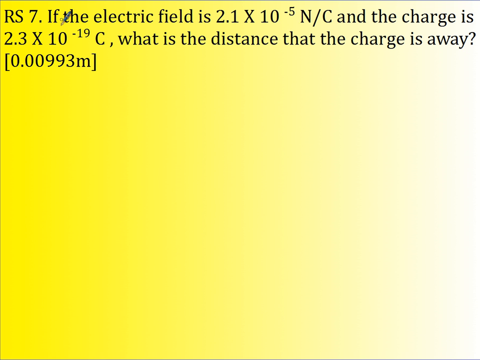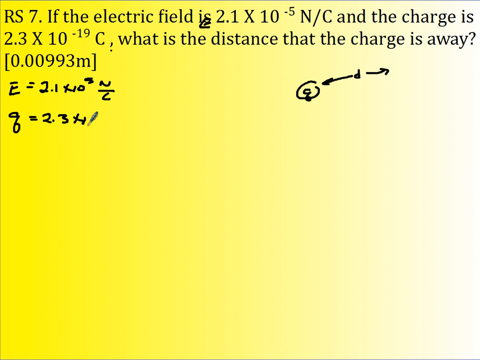Now, if the electric field E is 2.1 times 10 to the 5th newtons per coulomb, and a charge is 2.3 times 10 to the negative 19 coulombs, what's the distance that charge is away? In this case, you have a charge, you're a distance d away from that charge, and you're measuring the electric field. Let's write out our givens. E is 2.1 times 10 to the 5th newtons per coulomb. Q is 2.3 times 10 to the negative 19 coulombs. We're looking for D.